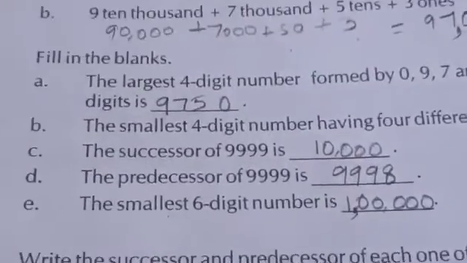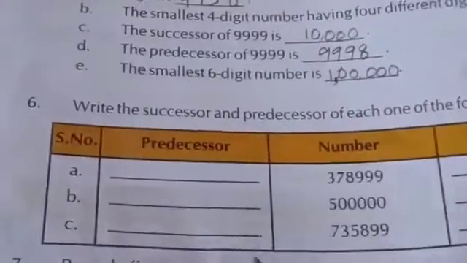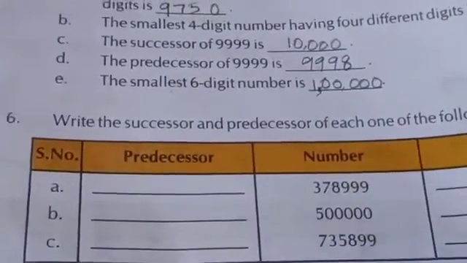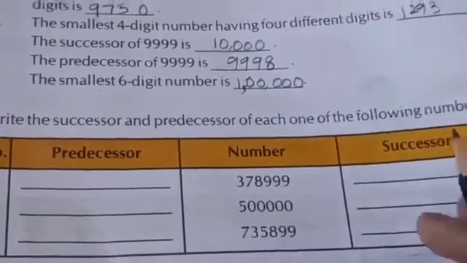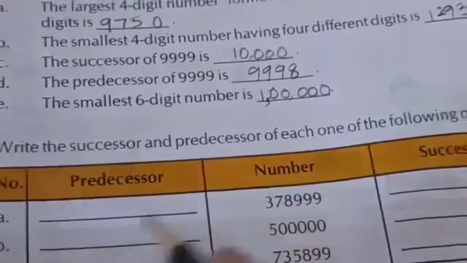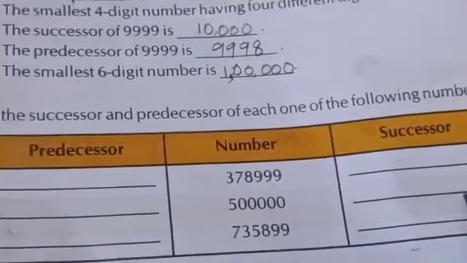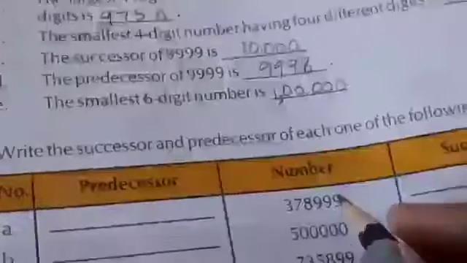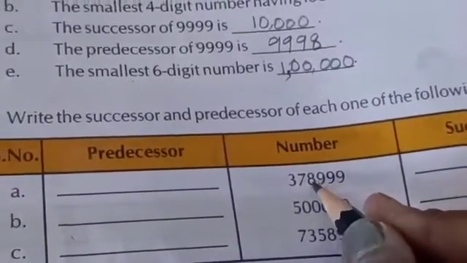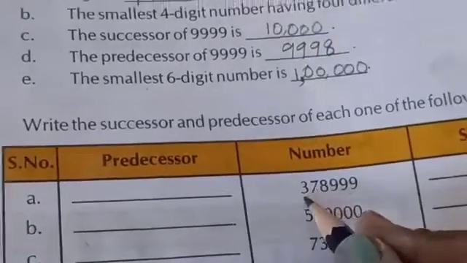This is 1 lakh, the smallest 6 digit number is 1 lakh. Now next one, write the successor and predecessor of the following numbers. Here the number is given; the predecessor is nothing but the number before, the successor is nothing but the number after. Now see here: ones, tens, hundreds, thousands, 10,000s, then lakhs.